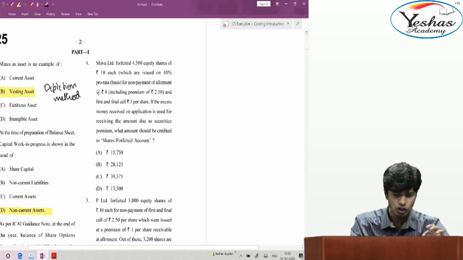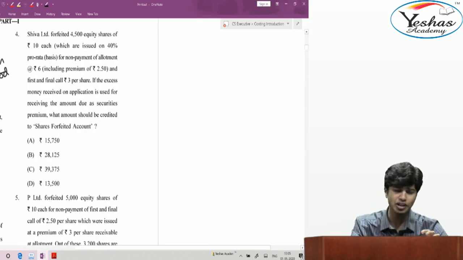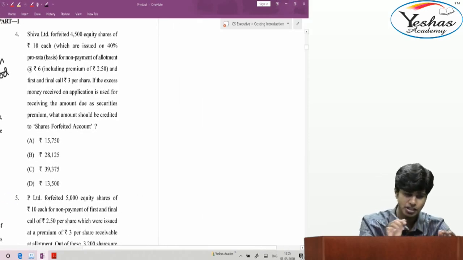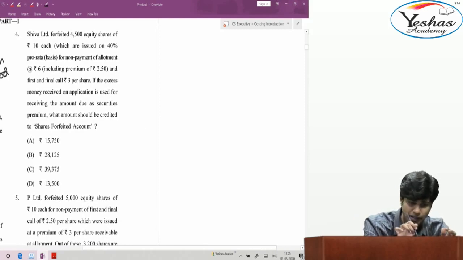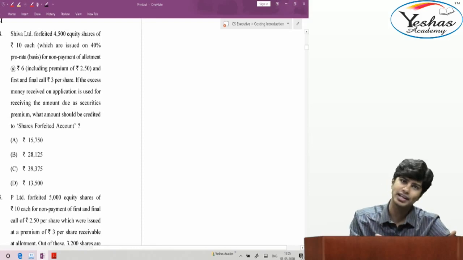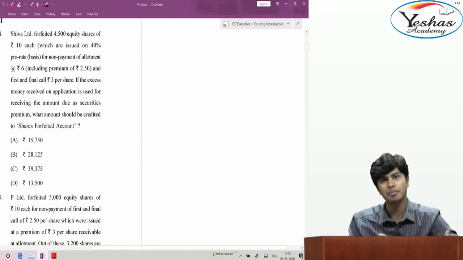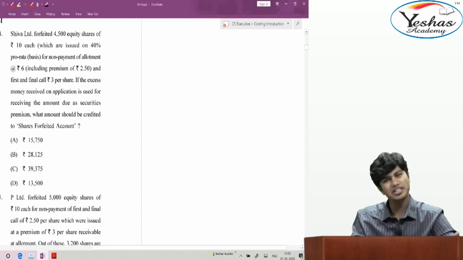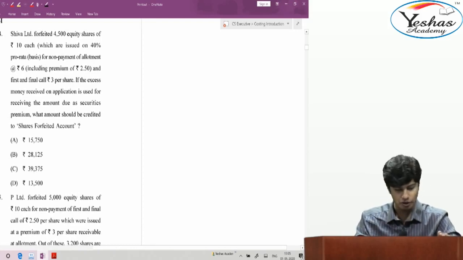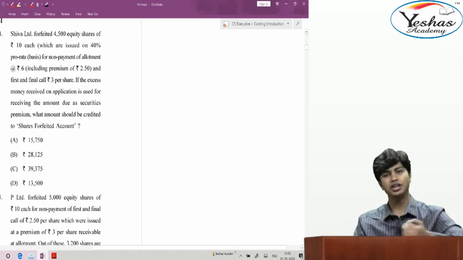Question number 4 talks about Shiva Limited forfeited 4,500 equity shares of rupees 10 each. This is a question from the share capital chapter, and if we read the last line of the question first, that will help us understand what exactly we should do. If not, we might end up reading the same question more than once, which is a waste of time in the examination. So what amount should be credited to share forfeiture account?